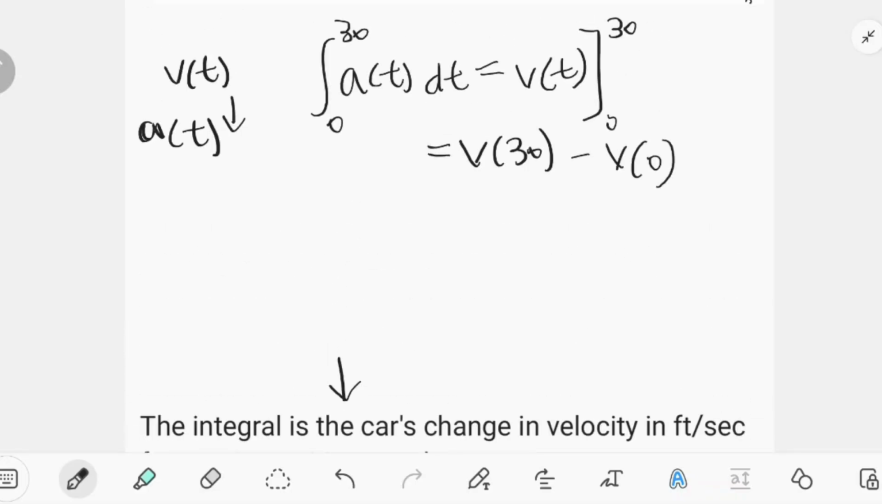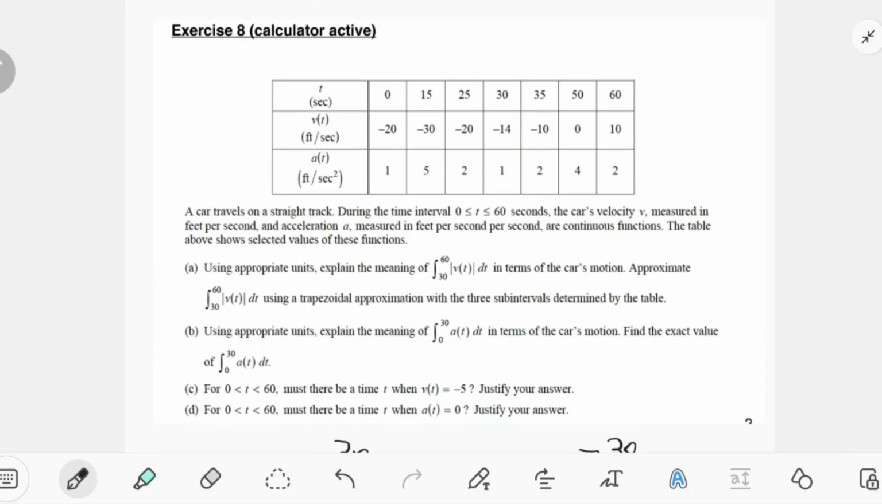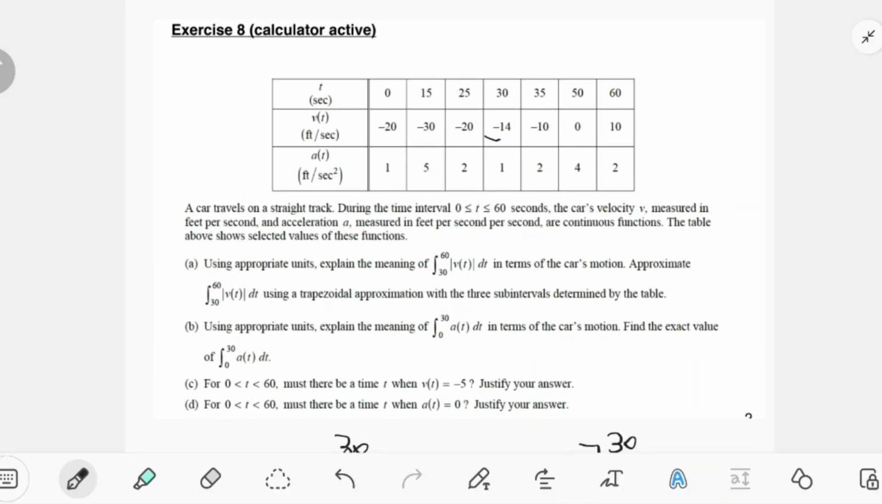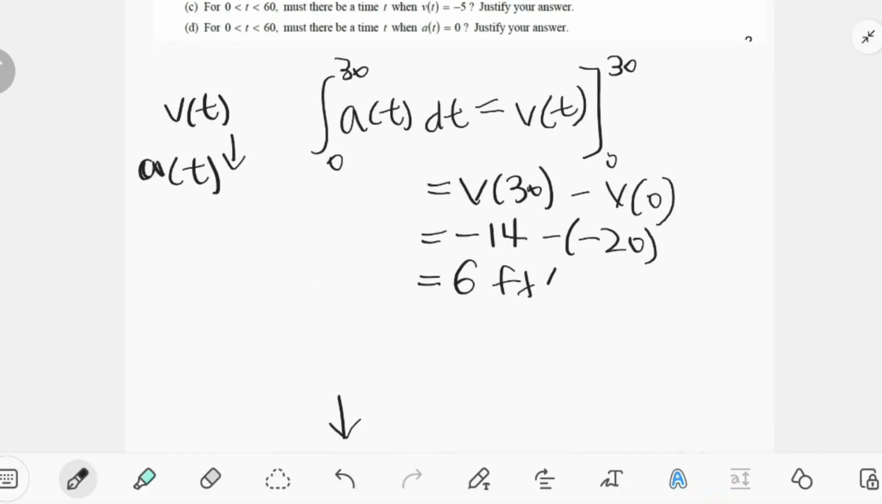Now we have to solve for the exact value of the integral. In the data table, velocity at t equals 0 is negative 14, and the velocity at t equals 30 is negative 20. So this would be equal to negative 14 minus negative 20, which is equal to 6. This is the answer to the second half of part B. Be very sure to include the units.